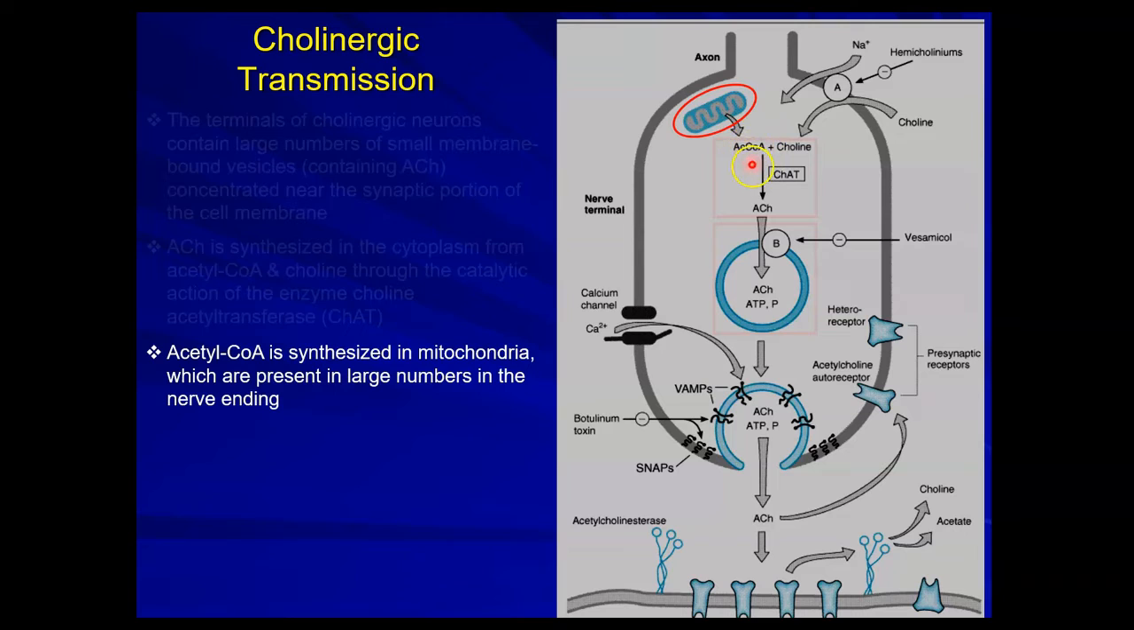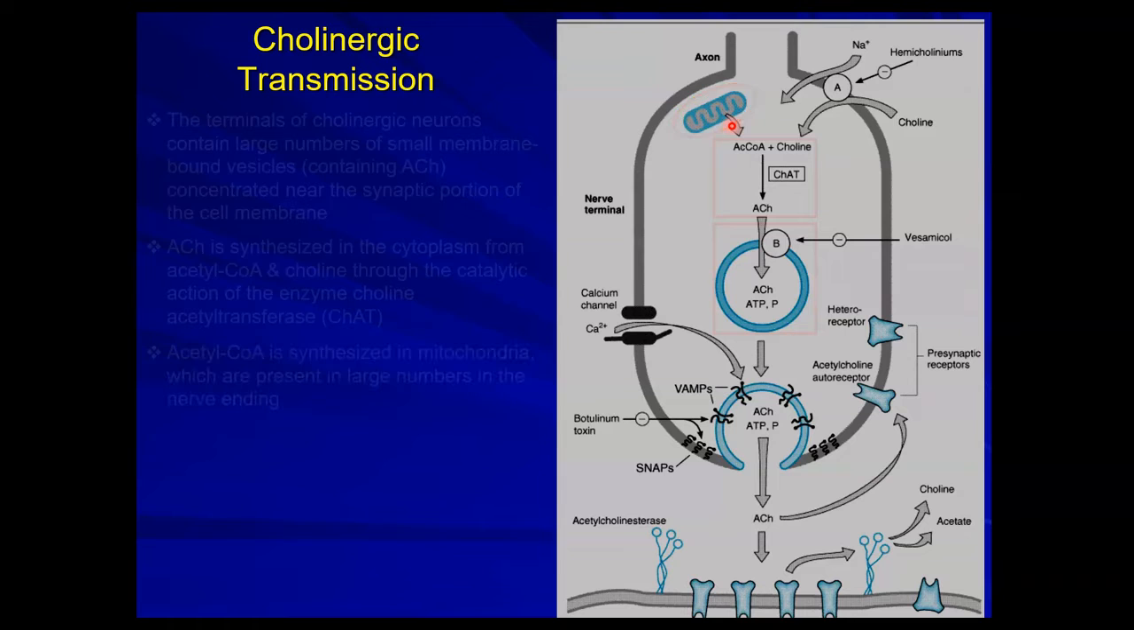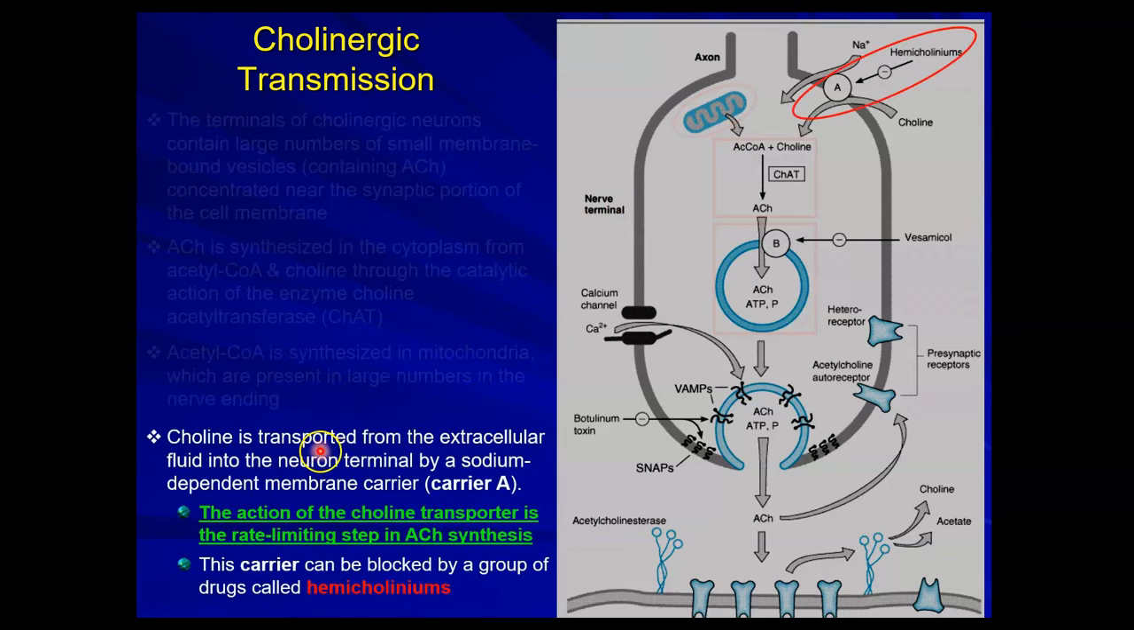This acetyl-CoA comes from the mitochondria. Because I need it in large amount here, mitochondria are present in large amount in the nerve ending. And choline, we are talking now about the precursors. I need the building materials. I need choline and I need acetyl-CoA. Acetyl-CoA from mitochondria. Choline will come from the extracellular fluid.